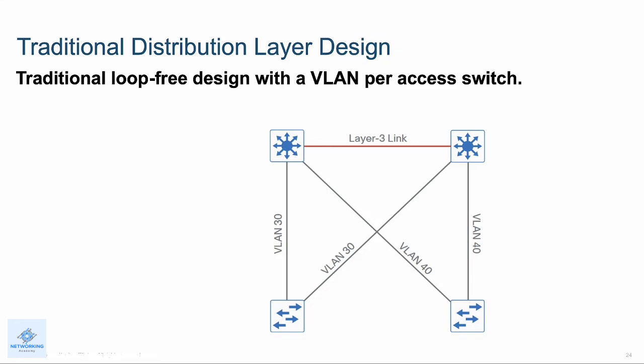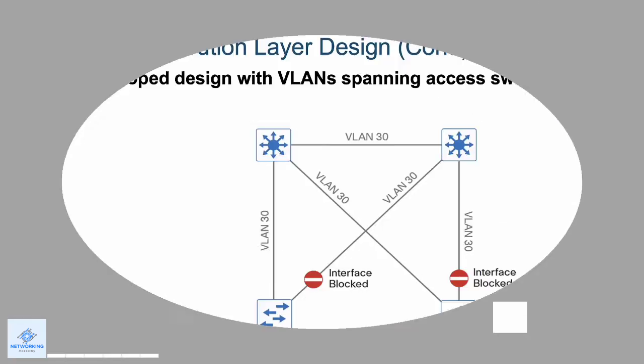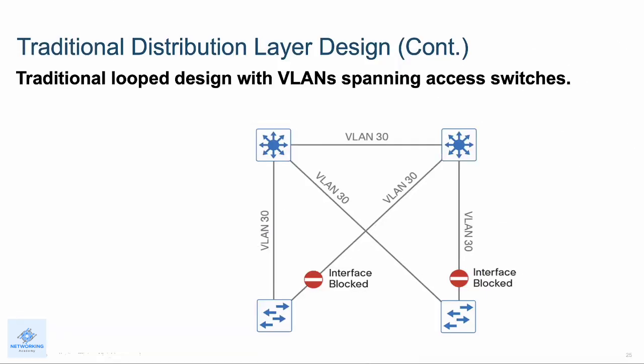So if that happens, we have a traditional loop design with VLANs spanning these access switches, and we're going to have to block some interfaces to prevent that loop from occurring. And so down at layer 2, you can run, of course, spanning tree, and it's going to block all the redundant paths to ensure we've got one way in and out on a per VLAN basis. And so that's what they're trying to show you here.